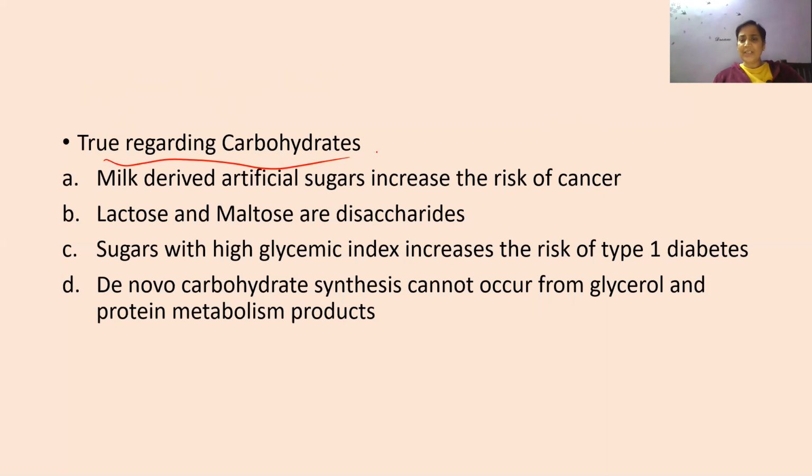Milk-derived artificial sugars increase the risk of cancer. It's not true for carbohydrates. Lactose and maltose are disaccharides. Yes, they are disaccharides. Sugars with high glycemic index increase the risk of type 1 diabetes. Now, type 1 diabetes is not associated with a high glycemic index. It doesn't have a direct influence. High glycemic index, yes, has a direct link with type 2 diabetes, not type 1.